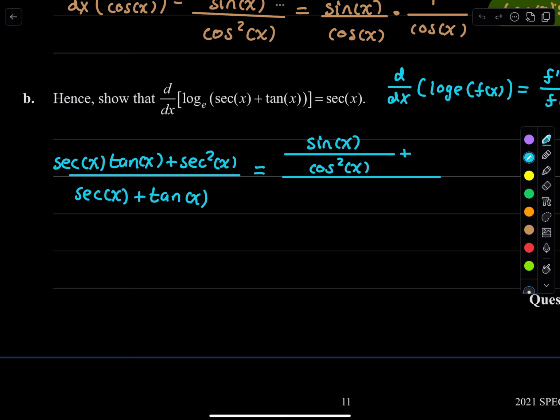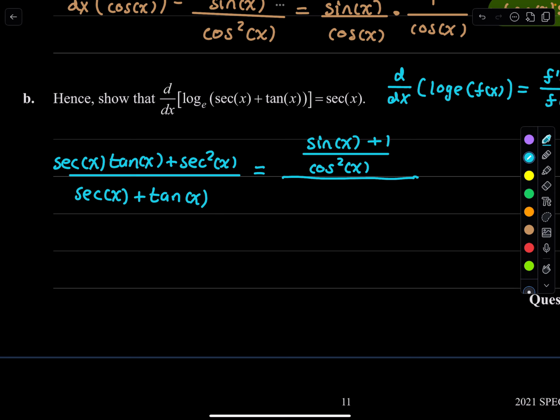And secant squared x is 1 over cos squared x. Can you see how the denominators are equal? So you can actually just add these up. It's going to be nice. So it's sine x plus 1 over cos squared x. Look how easy that became. So we've simplified that part.